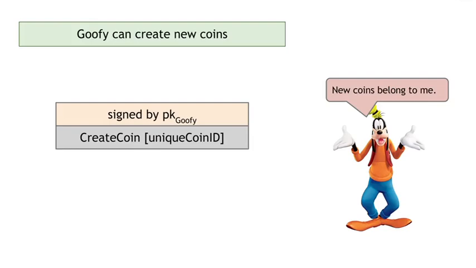So when Goofy makes a coin, it's represented by a data structure like this. Here you have the create coin operation, and there's a unique coin ID that Goofy generated, and then there's a digital signature that was put on it by Goofy, which anyone can verify. So anyone being given this can verify that the signature is valid and that it's a signature of this statement. And new coins belong to Goofy by definition because those are the rules that Goofy made. So that's the first rule. Goofy can create new coins.